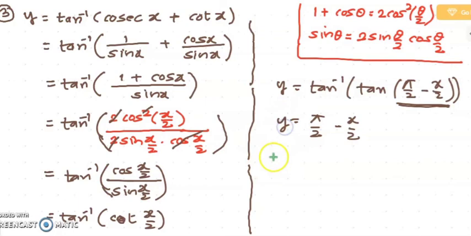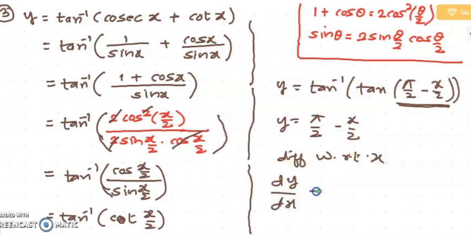Now finally, differentiating this with respect to x, you get dy by dx is equal to pi by 2 derivative 0 minus x by 2 derivative half. So 0 minus half is minus half. In this manner we can solve these examples. We shall see some more examples from the same exercise next time.